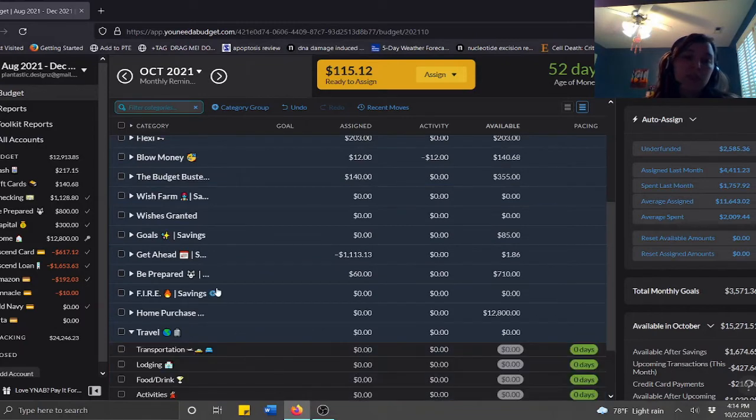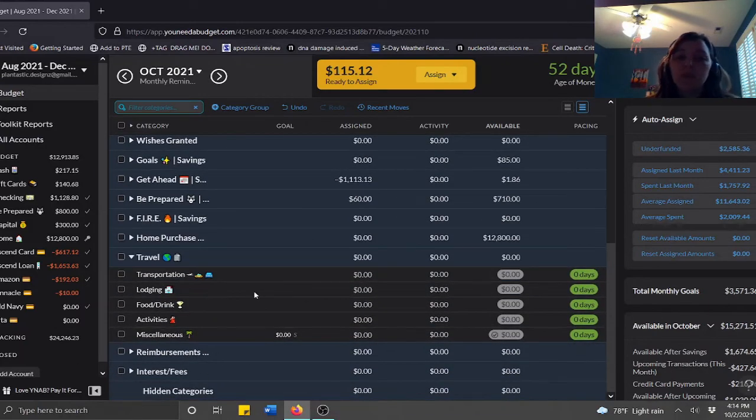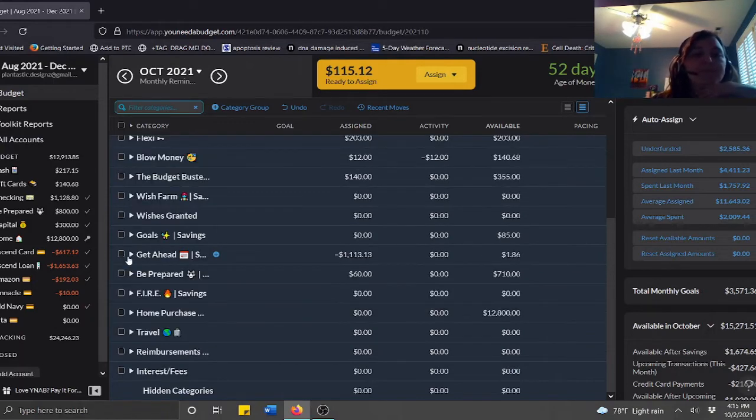This last category is travel. So this is like when I do go on a trip, which when I go to that anime weekend, the $425 that I'm going to set aside is then going to be budgeted out into transportation, lodging, food and drink, any activities, or miscellaneous purchases.